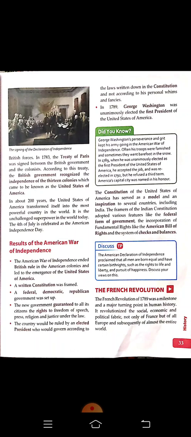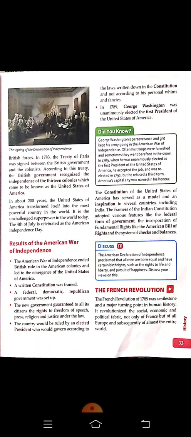The war ended in 1781 with the defeat of the British forces. Now, in 1783, the Treaty of Paris was signed between the British government and the colonists. According to the treaty, the British government recognized the independence of the 13 colonies, which came to be known as the United States of America.